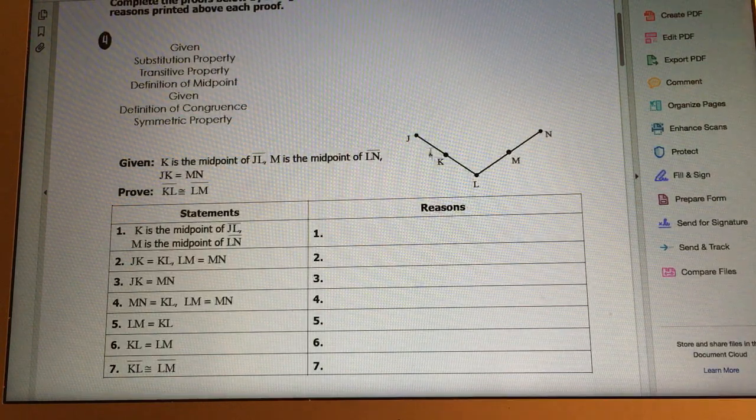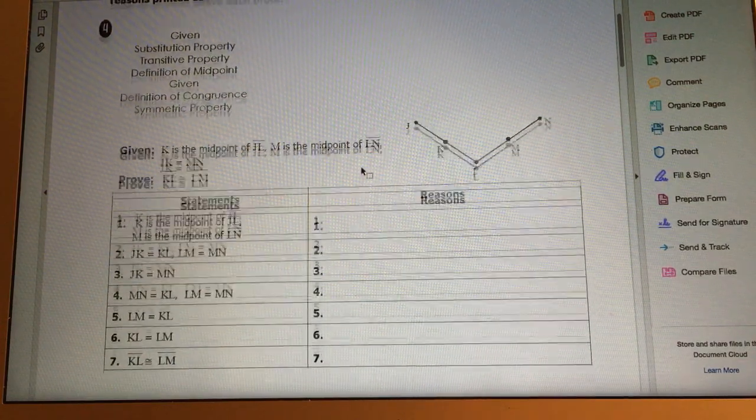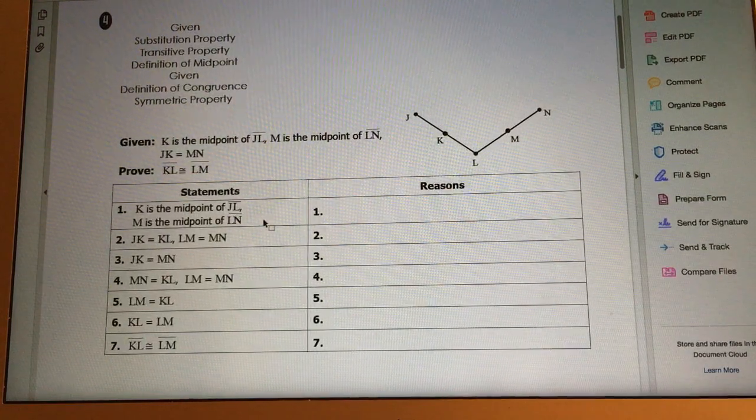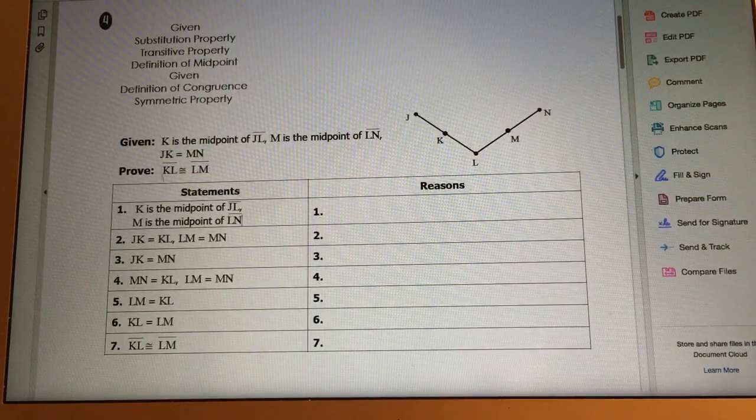And then we also know JK is congruent to MN, and we want to prove that KL is congruent to LN. Okay, so for number one, let's see where that statement came from. K is the midpoint of JL, and M is the midpoint of LN.